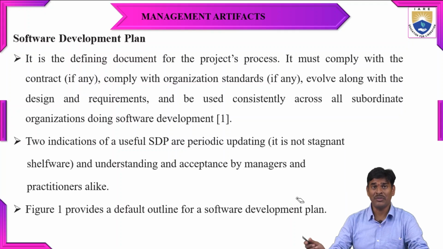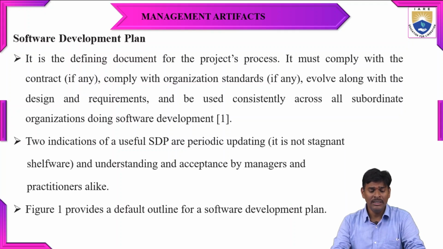Okay, and we have also seen software specifications and release. Today we are going to discuss the software development plan. In management artifacts, the software development plan plays a very important role. First, we need to define the document, the project process, and the company has to take the contract. If there is any contract between the stakeholders and the management, they need to have it, if applicable. If not, then they can go for the organization standard.